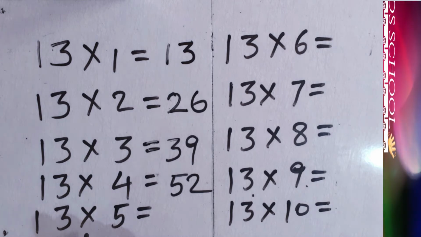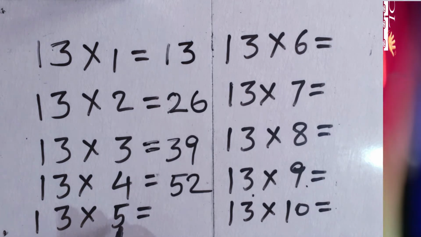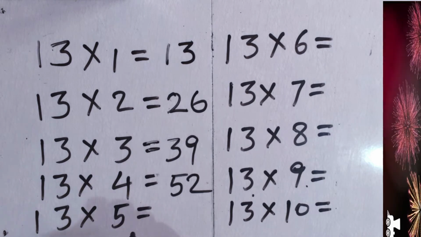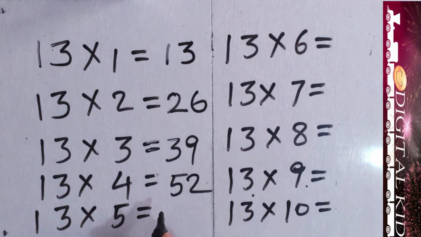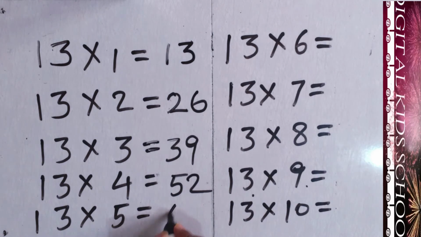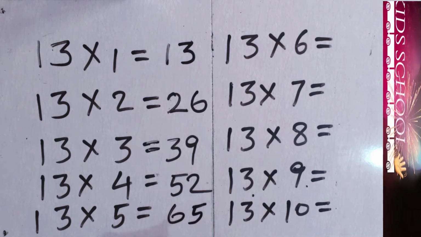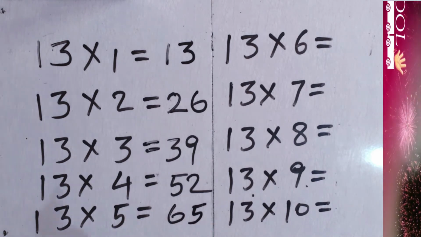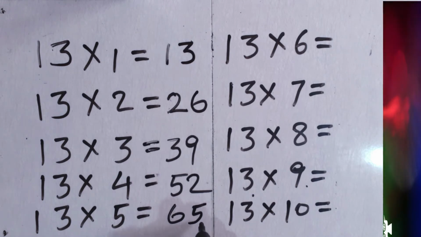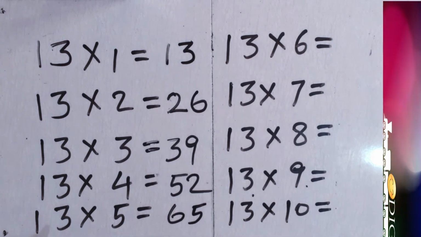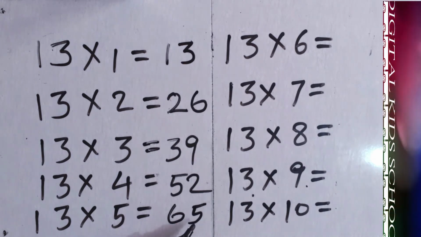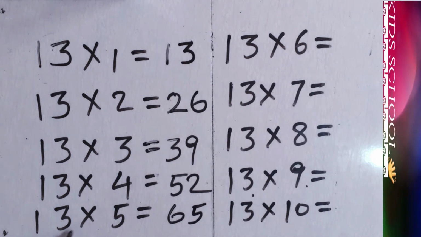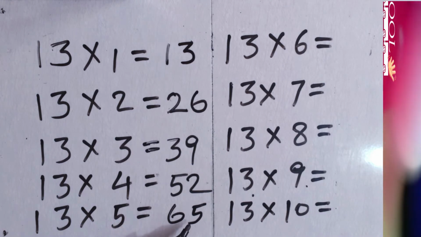Write the answer. 13 into 5. What is the answer? 13 into 5 is equal to 65. Write the answer. 65. 13 multiplied by 5 is equal to 65. 13 5 is 65.